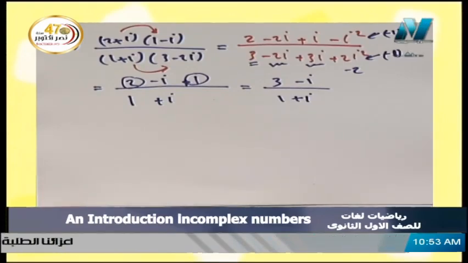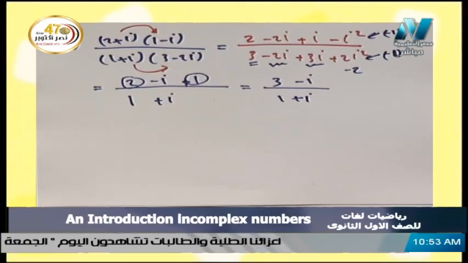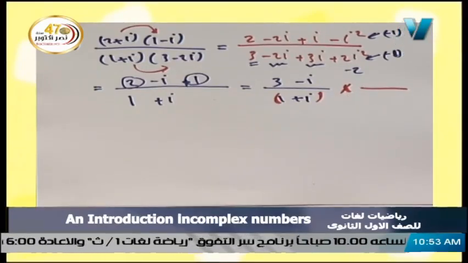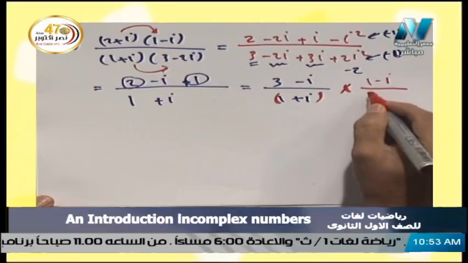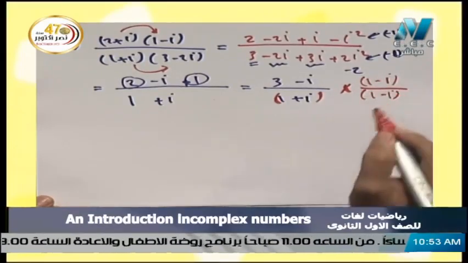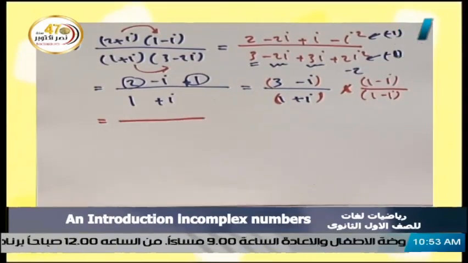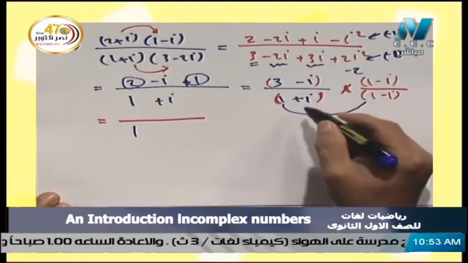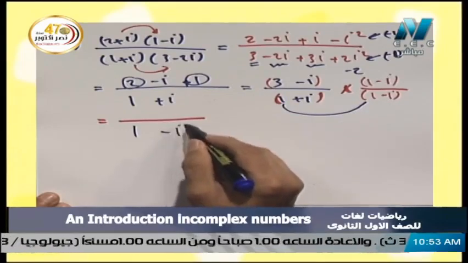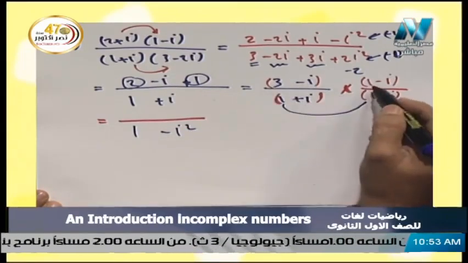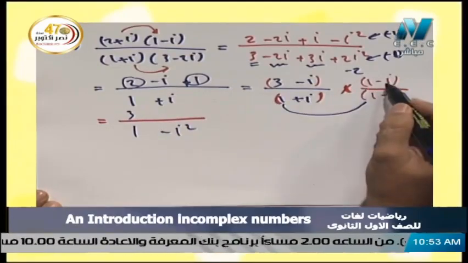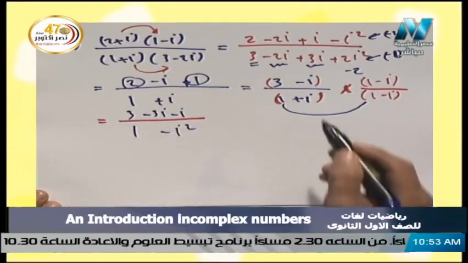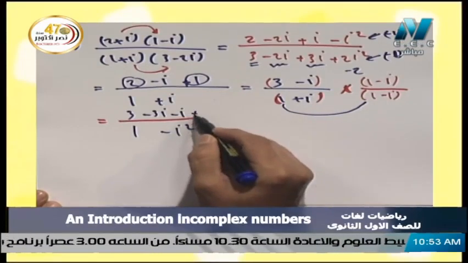Now we must multiply numerator and denominator by the conjugate of the denominator. So we will multiply 1 plus i by 1 minus i and also 3 minus i by 1 minus i. So it's equal 1 multiplied by 1, it's 1. i multiplied by negative i equals negative i power 2. And 3 multiplied by 1 equals 3. 3 multiplied by negative i equals negative 3i. Negative i multiplied by 1 equals negative i. Negative i multiplied by negative i equals positive i power 2.